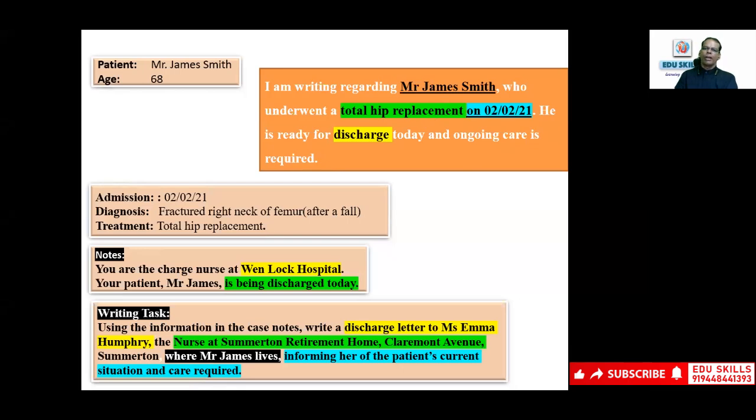So all the aspects are covered here. Our total hip replacement article: after I write regarding the initiation, Mr. James Smith, the name, after that there is a comma, who underwent a total hip replacement on 2/21, is ready for discharge today, and ongoing care is required. Ready for discharge, what's happening now, and when, and what is to be done in the future. So the past, present, and future, all the timelines are used in this particular introductory paragraph.